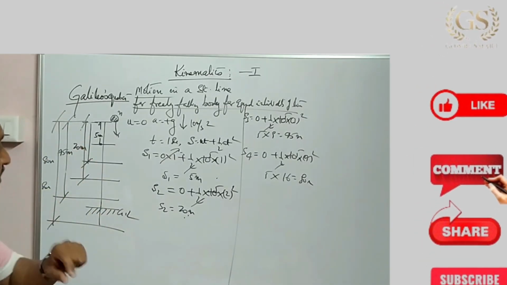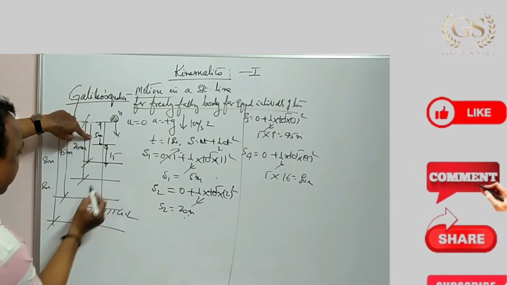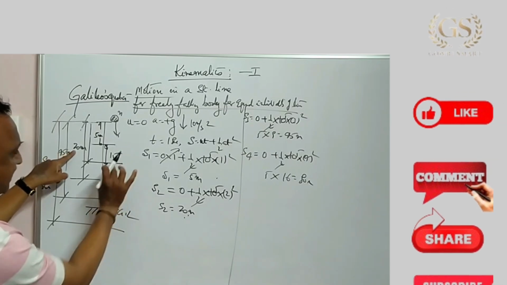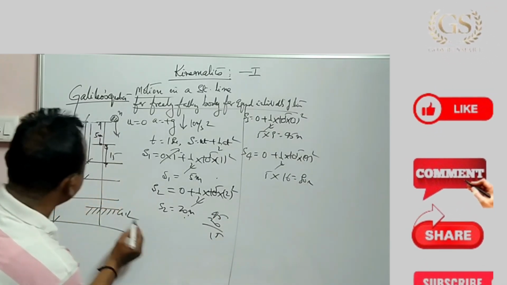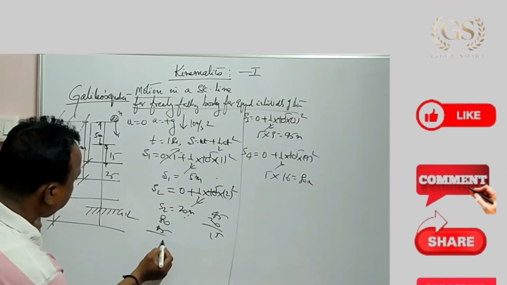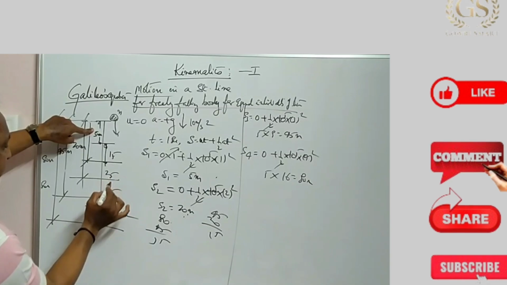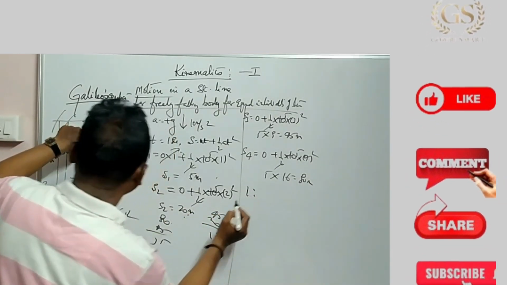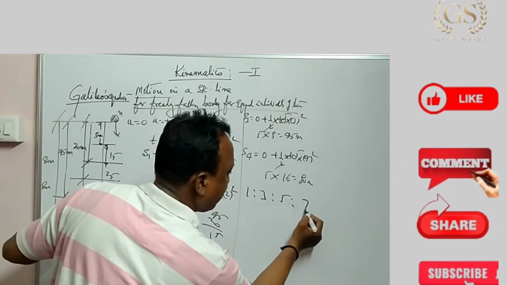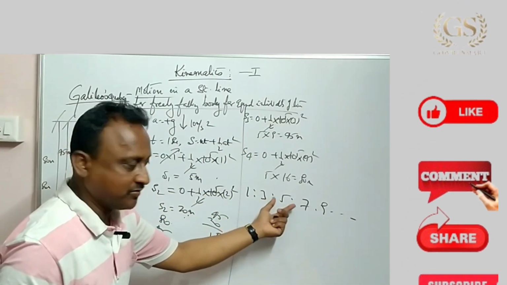Now by seeing this you can get some ratio. See, first one is 5. Now what is this distance? 20 minus 5, 15. And what is this distance? 45 minus 20, 25 meters. And next, what is this distance? 80 minus 45, 35 meters. See the ratio? 5, 15, 25, 35. That means 5 ones are 5, 5 threes are 15, 5 fives are 25, 5 sevens are 35, 5 nines are 45. See the ratio? 1 is to 3 is to 5 is to 7 is to 9.